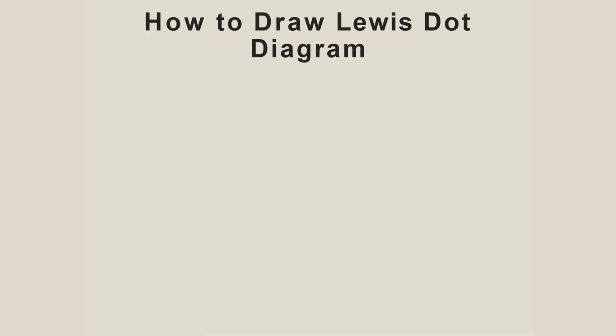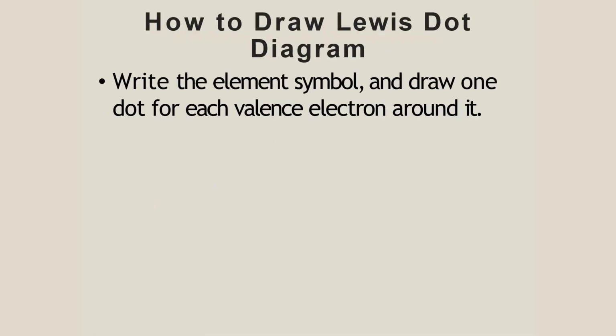How to draw a Lewis dot diagram or structure? First, you will need to write the element symbol, and then draw one dot for each valence electron around it. Let's consider we have an atom X with 5 valence electrons. So we will draw the atom symbol X, and then we will draw a dot for each valence electron.